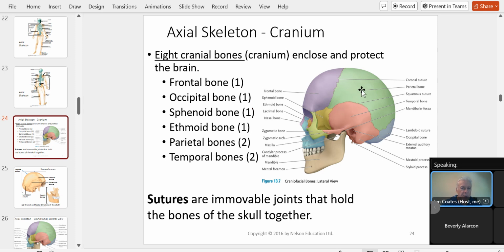You have your parietal bone. You have two. You have a parietal bone on this side. You have a parietal bone on the other side as well, in the same position, just opposite. Temporal bone. Again, you'll have another one on the other side as well, connecting there to the zygomatic arch. Okay, and you'll see there different bones of the face.